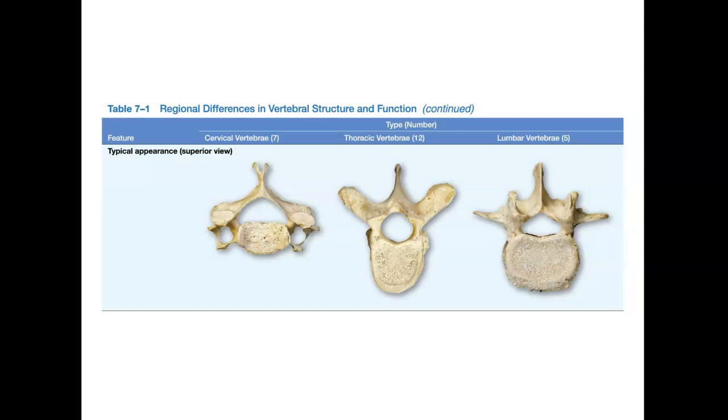And then moving on down to the lower back with the lumbar vertebrae, these are going to be much thicker, much heavier. They're going to be able to carry the weight of the entire upper portion of the body. And so you see that in them as being a heavier, thicker bone.